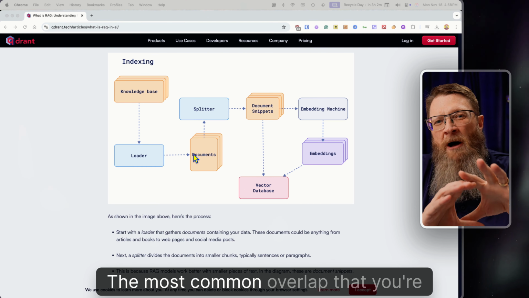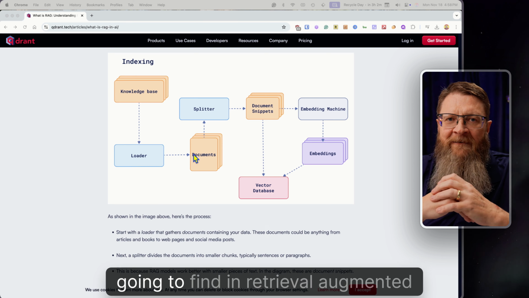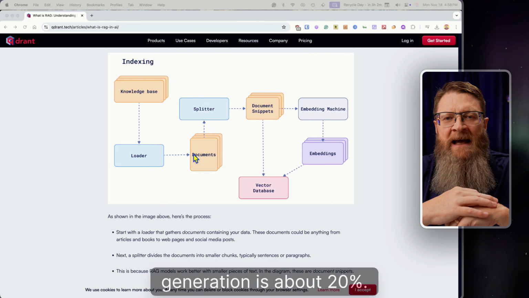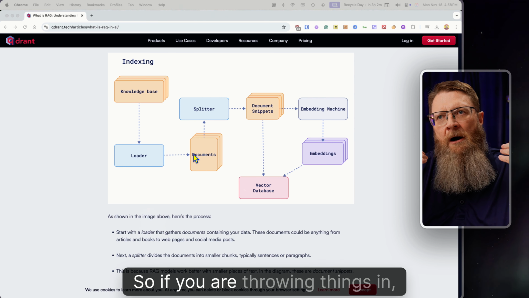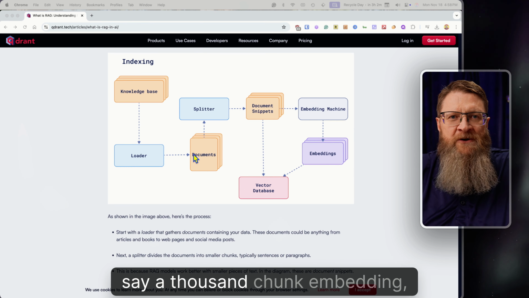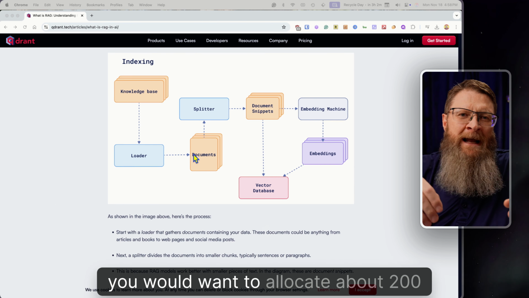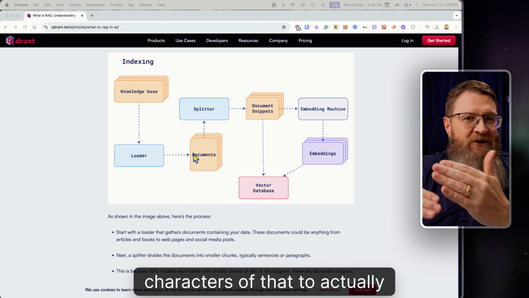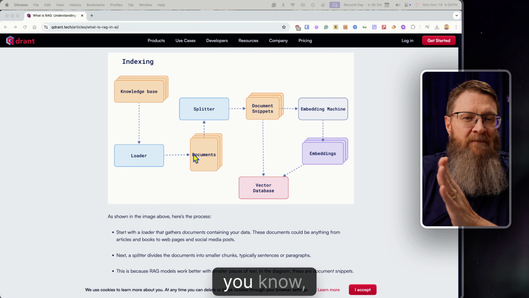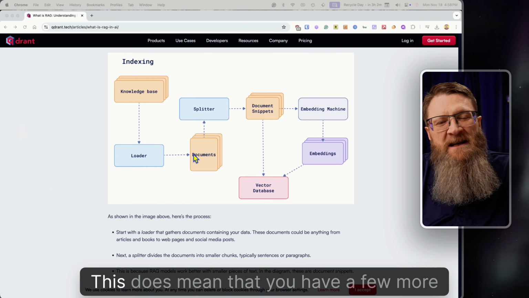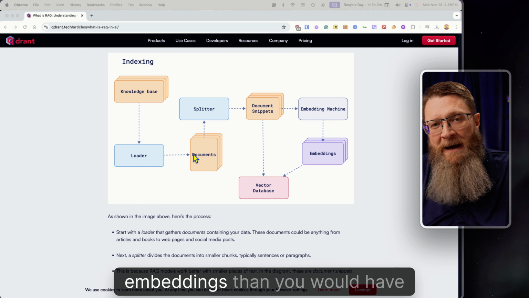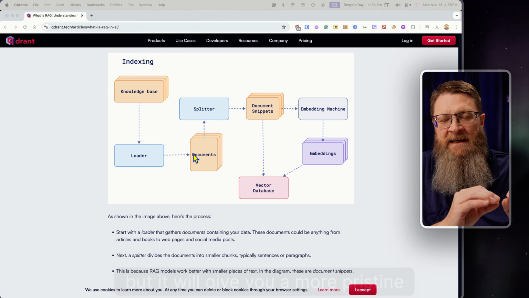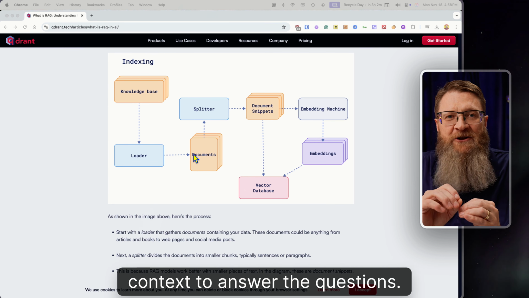The most common overlap that you're going to find in retrieval augmented generation is about 20%. So if you are throwing things in, say, a 1,000 character chunk embedding, you would want to allocate about 200 characters of that to represent your overlap. This does mean that you have a few more embeddings than you would have naturally, but it will give you a more pristine context to answer the questions.